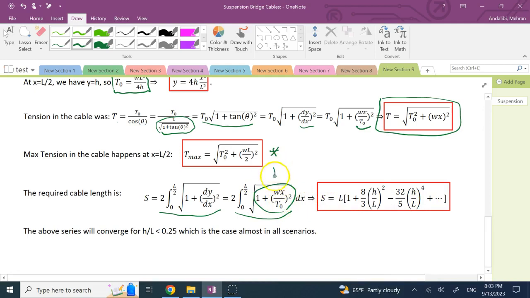Here, I use the expansion of square root of 1 plus x squared, okay, and that gives me this infinite series. Now, the good thing with this infinite series is when this ratio of h over L is small, and we can show that as long as this ratio is less than 1/4, 0.25, then this guy will easily what? Will converge to a fixed number, and so I can add more terms, but the contribution of each term gets smaller and smaller.